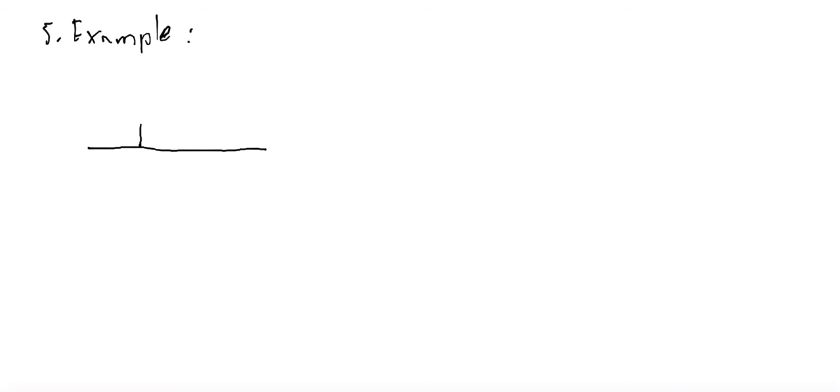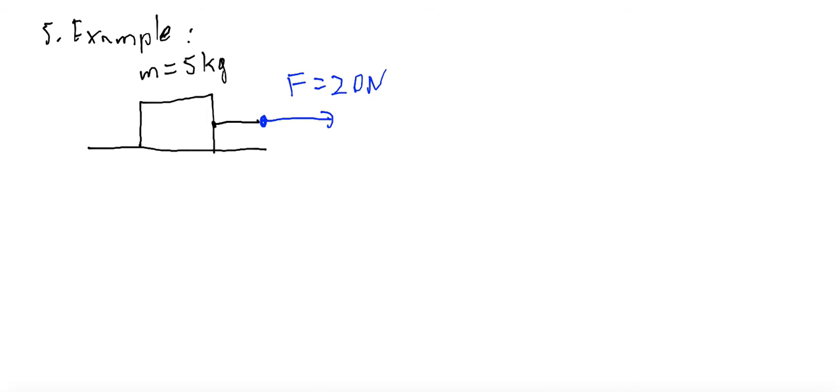So let's imagine a situation that you have a box, which is connected by a string to a force which is equal to, let's say, 20 newtons. We know the mass of this box is equal to 5 kilograms, and we know the acceleration of the box. The acceleration is 3 meters per second squared.